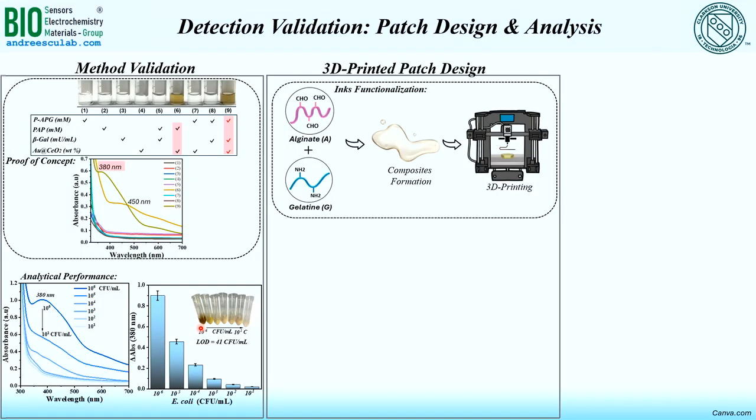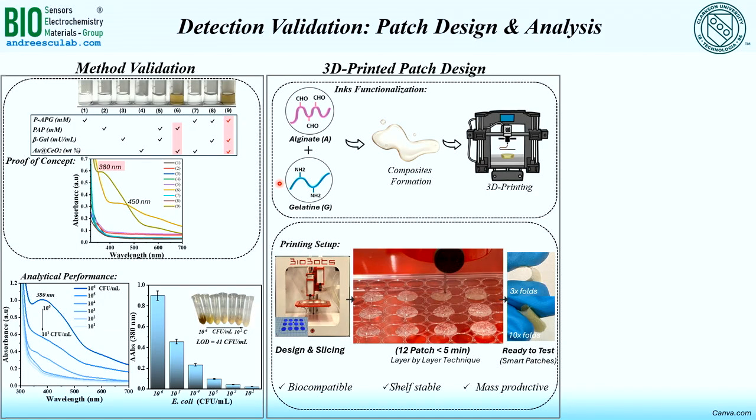So moving forward to the second step, for a 3D printing patch design, we need a material that should be biocompatible, hold the reagent, and absorb the water. So we chose alginate and gelatin, and infused all sensing reagents inside the hydrogel matrix to design a homogeneous printable ink.